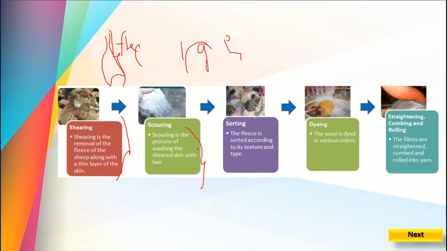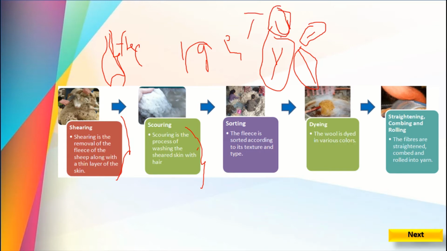Sorting. So what is sorting? They are sorted into different textures, right? So they will identify the textures and the types. Is this wool softy? Is this wool rough? In the type of textures and types, they will be sorted. Sorted means they will keep aside.